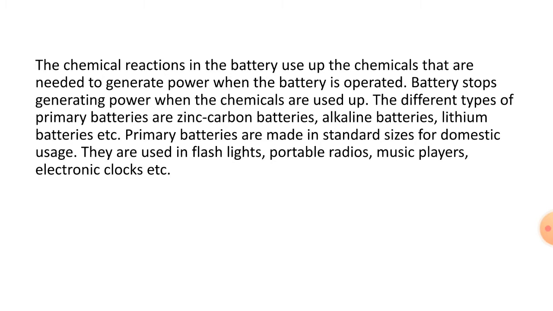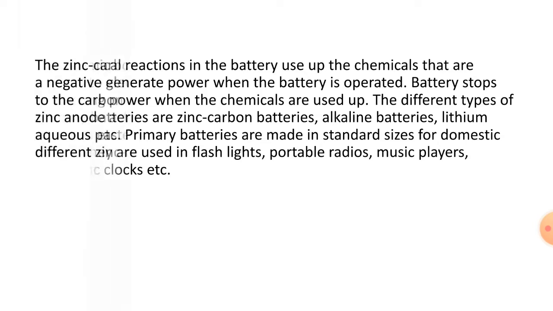The different types of primary batteries are zinc carbon batteries, alkaline batteries, lithium batteries, etc. Primary batteries are made in standard sizes for domestic usage. They are used in flashlights, portable radios, music players, electronic locks, etc.